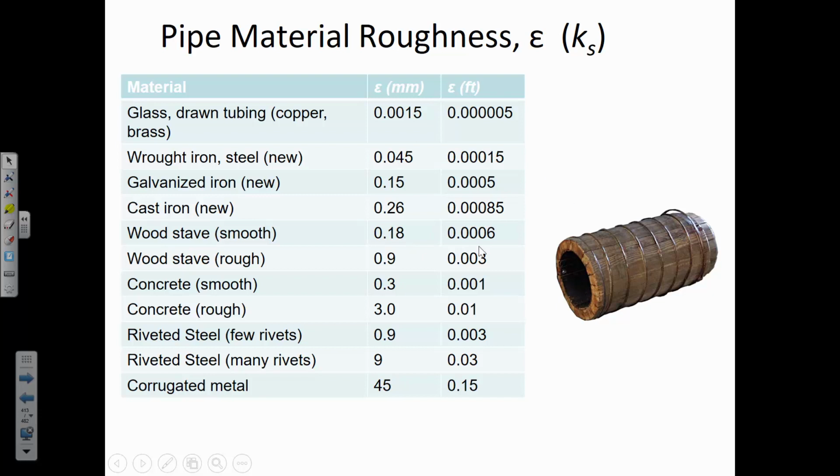Wooden piping, even if it was relatively smooth, would have a roughness that's greater than that of the new steel type pipes that we're using now. And so not only was it expensive and labor intensive, but there would be big head losses as the water went through that pipe.